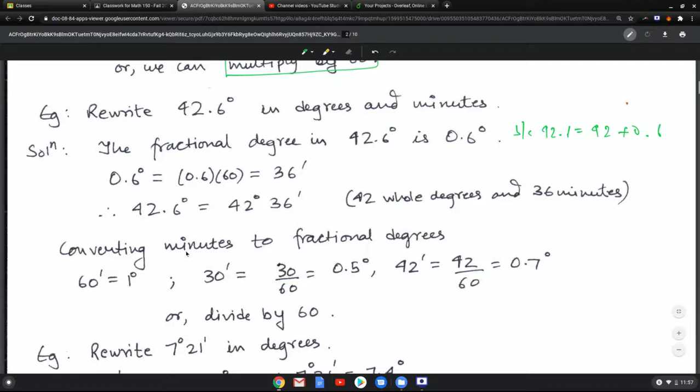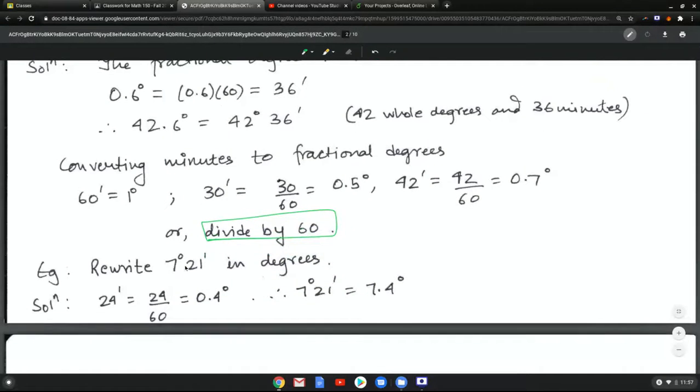What about the other way around, converting minutes to fractional degrees? Now we know 60 minutes is 1 degree, so 30 minutes would be 30 over 60, which is half a degree. And for example, 42 minutes would be 42 over 60, which is 0.7 degrees. So the rule here would be you divide by 60.